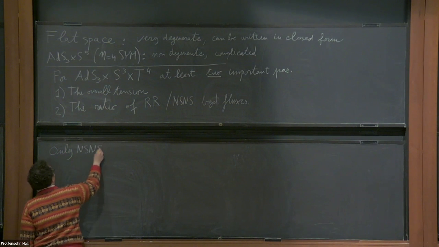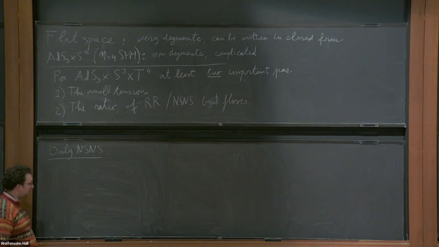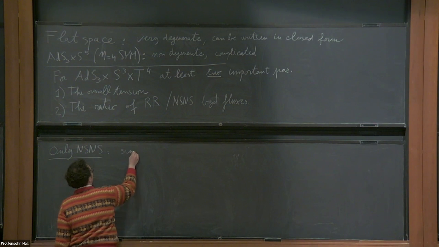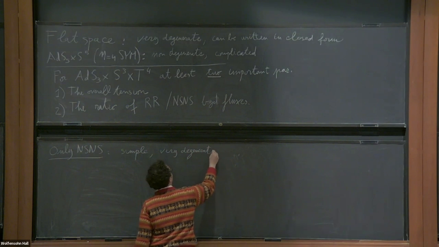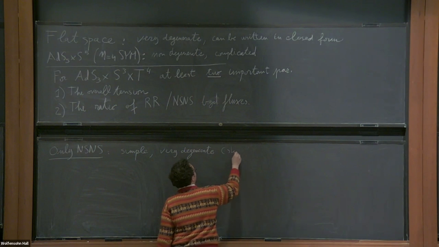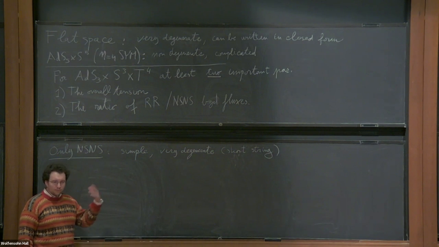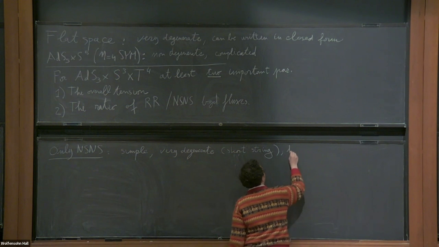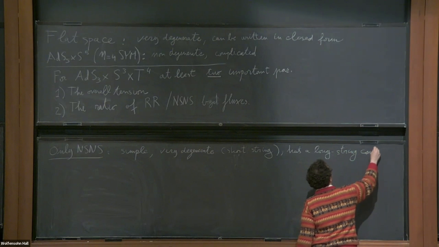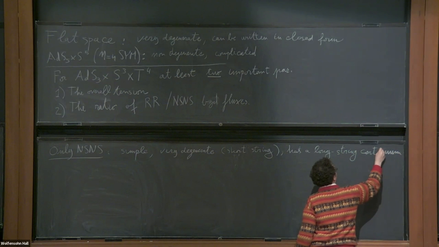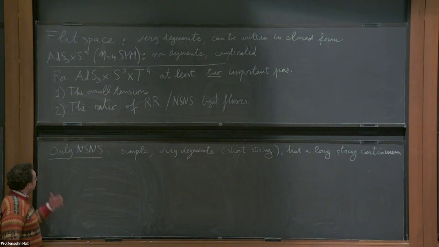So, if you have only NS-NS fluxes, the string theory can be understood as a Wess-Zumino-Witten model with a non-compact group, so it's a little bit tricky, but still, the spectrum, I would say, is simple, and still very degenerate. And in fact, the short string spectrum is very similar to the spectrum of strings in flat space, qualitatively at least, and there is also a long string continuum, which is not something that you have, for instance, in AdS5. So this looks like something very simple.